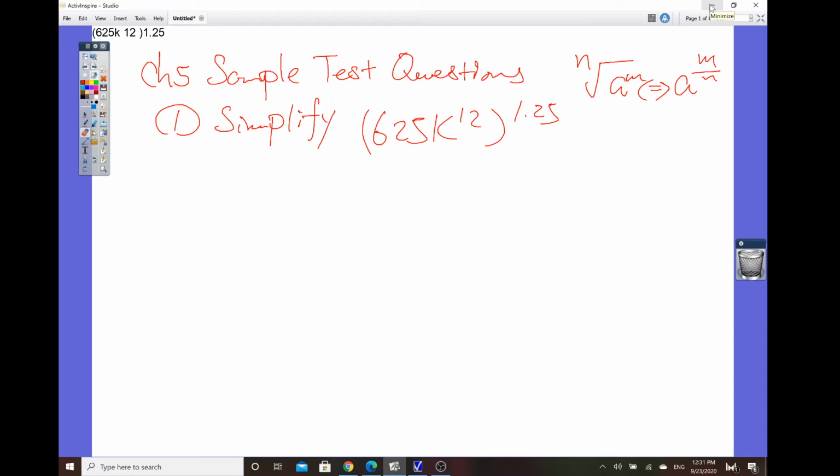So, we'd like to talk about some of the sample questions for the Chapter 5 test for the upcoming Friday. So, here's one of the questions. So, what we got is 625 k to the power of 12, all to the power of 1.25.